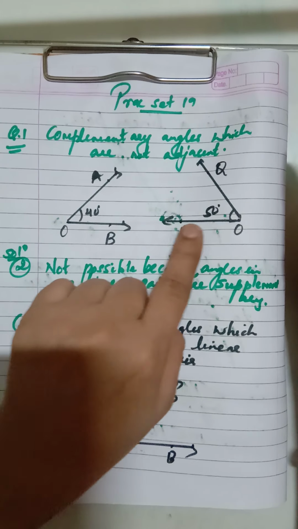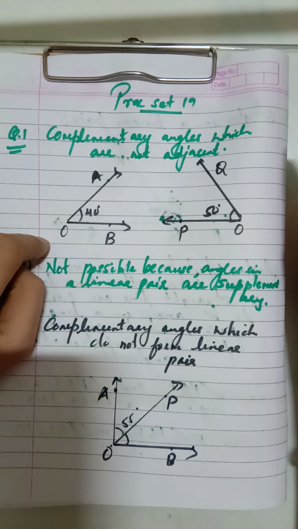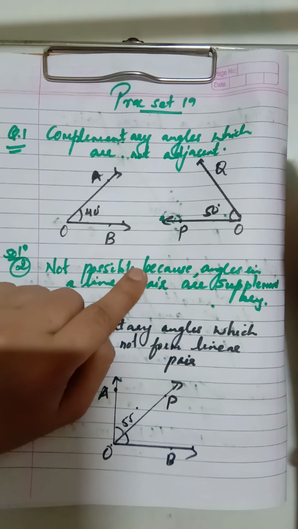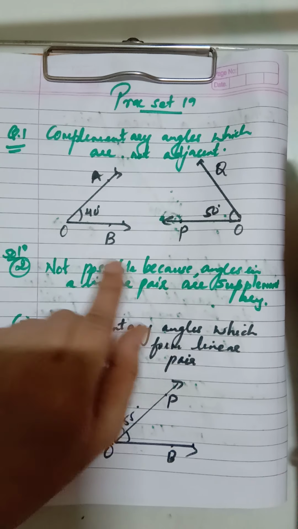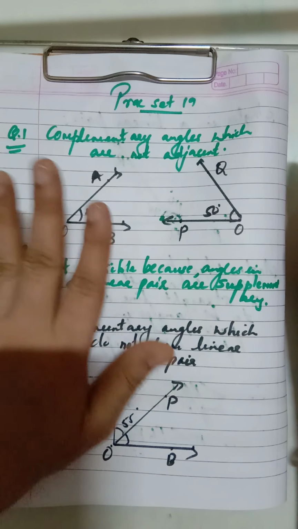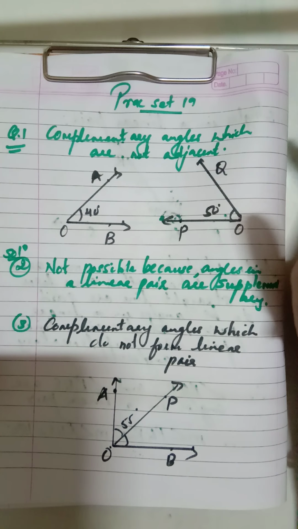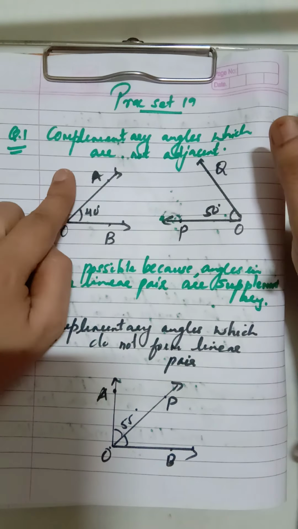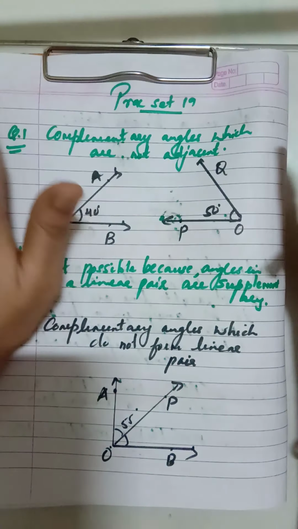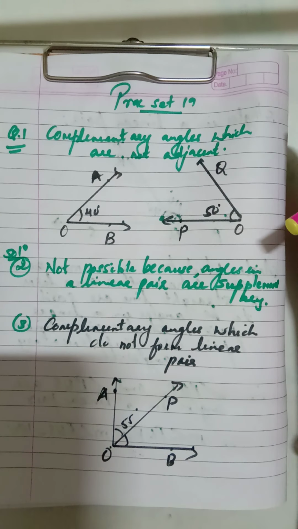If you add angle AOB plus angle POQ, it will become 40 plus 50, that is 90. So they are complementary. As per the given condition, we have fulfilled the condition and drawn the figure. They are complementary angles, but they are not adjacent. Their arms are different. Clear children?